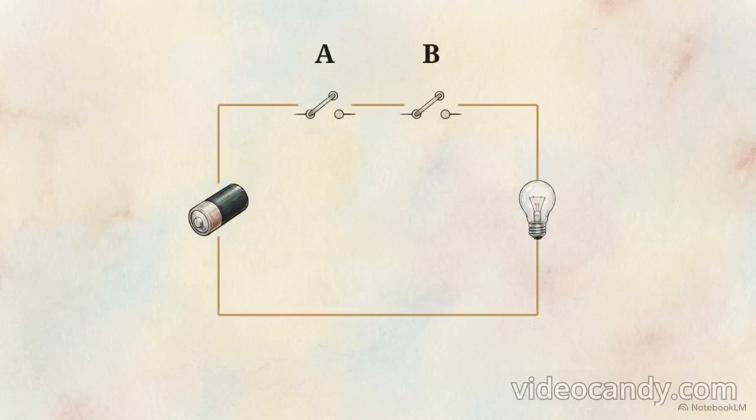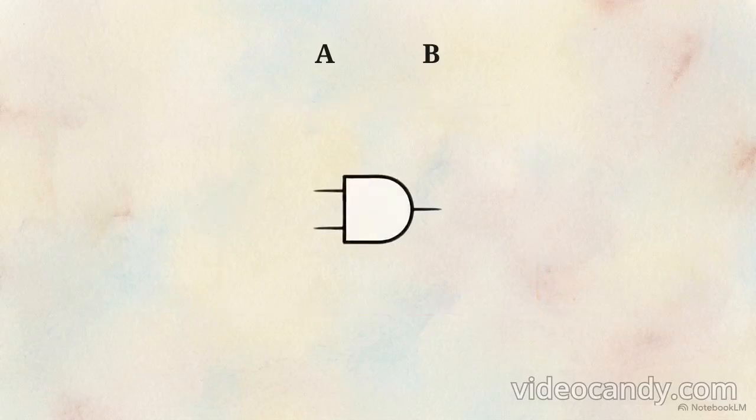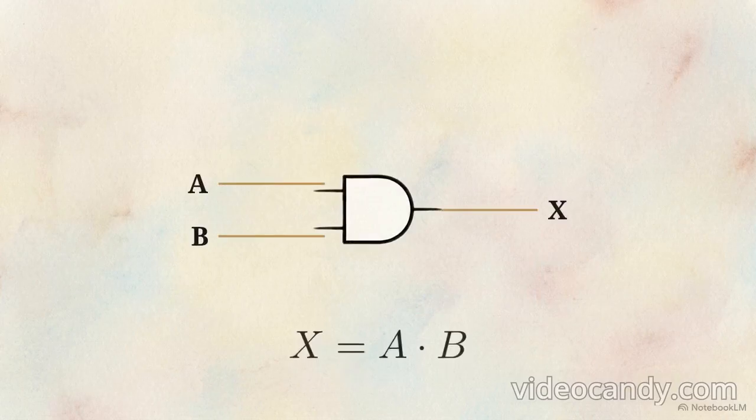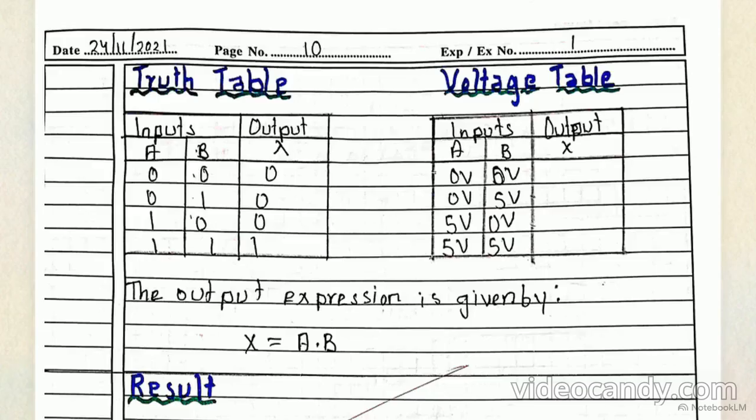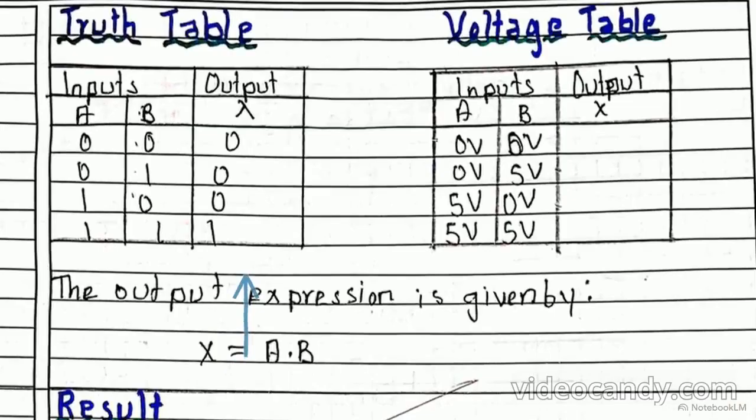Our foundation is the AND gate. Think of it as 2 electrical switches wired in series. Current can only flow to the output if both the first switch and the second switch are closed. In digital logic, we represent this physical contingency with a D-shaped schematic symbol and the formal Boolean expression x equals a dot b. This notebook shows how the voltage table maps the 0 and 5-volt inputs to the logic states in the truth table. Looking at the bottom row, the output reaches logic 1 only when a full 5 volts is applied to both inputs simultaneously.